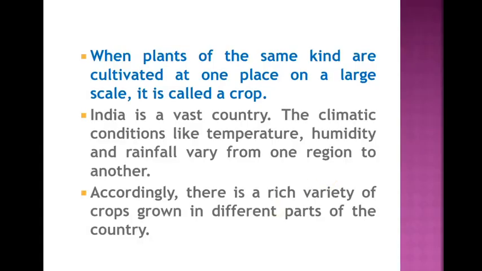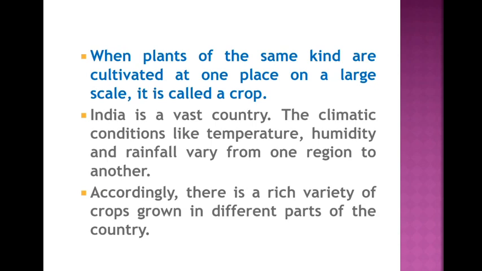So first of all, what is meant by a crop? When plants of the same kind are cultivated at one place on a large scale, it is called a crop. So crop simply means one kind of plant cultivated in a particular place on a large scale. India is a vast country.